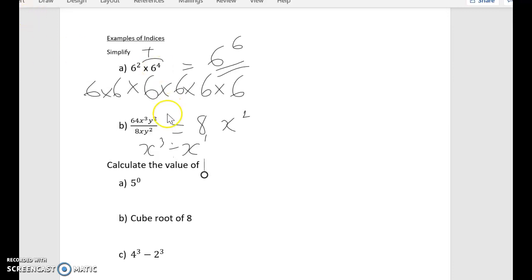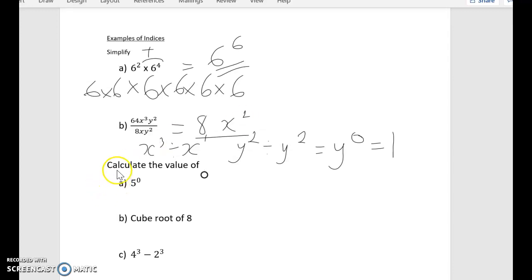Then we have y to the power of 2 divided by y to the power of 2. If I take those away, I end up with y to the power of 0. Now anything raised to the power of 0 is just 1. So it's like multiplying this by 1, and you just wouldn't write it. So your overall answer is 8x squared.